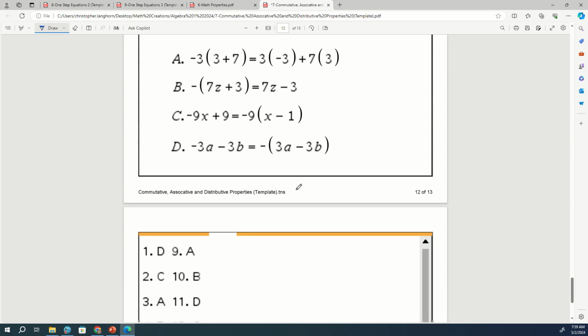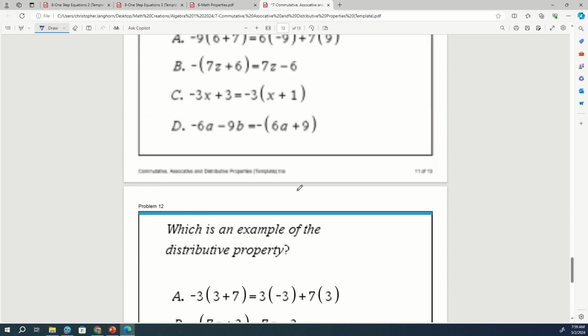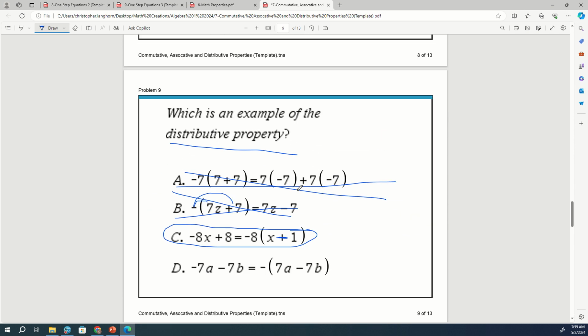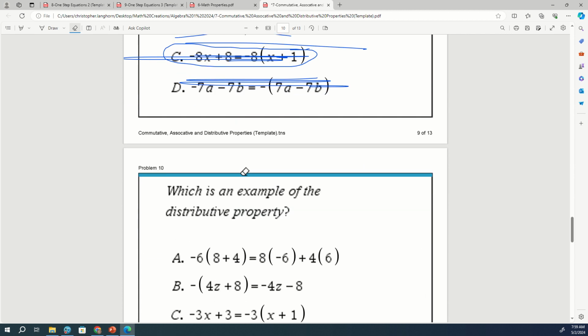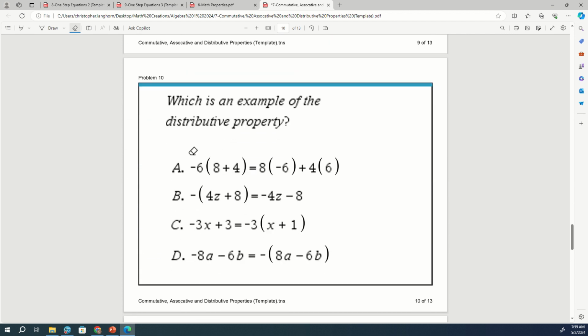I'm going to check the answer for number 9. They said 9 was A. Okay, I guess A is right, because this one's definitely wrong. Well, technically a -7 was distributed to all, so that's my mistake. A -7 was distributed to here and here. Basically you're supposed to get rid of parentheses, but a -7 was distributed, so my mistake. Oops. This one's the second one, so let's see.